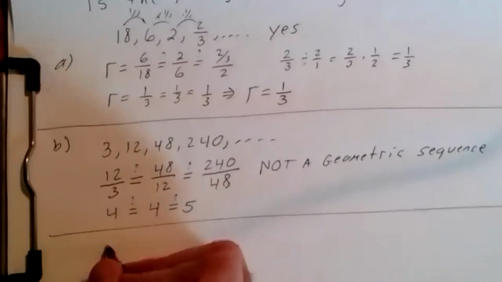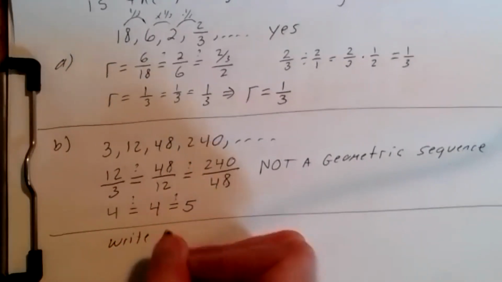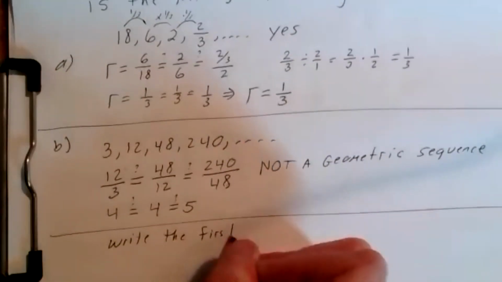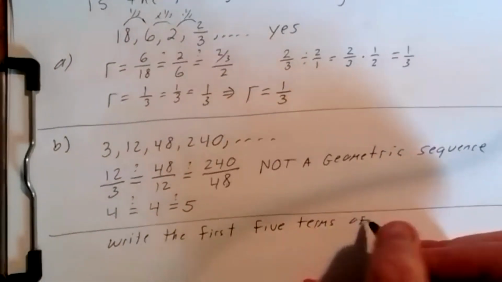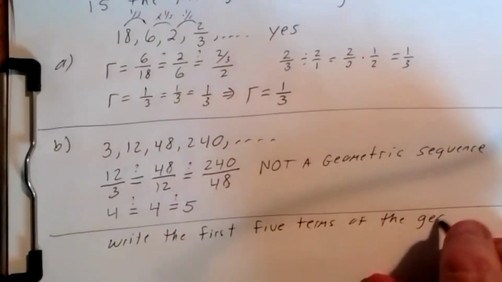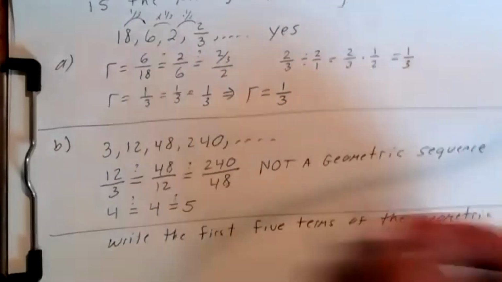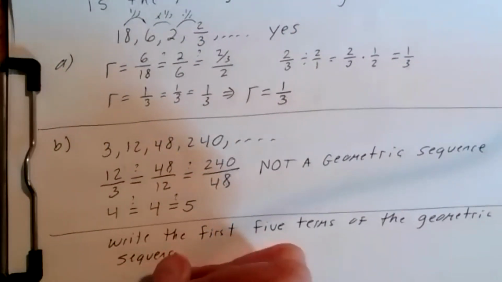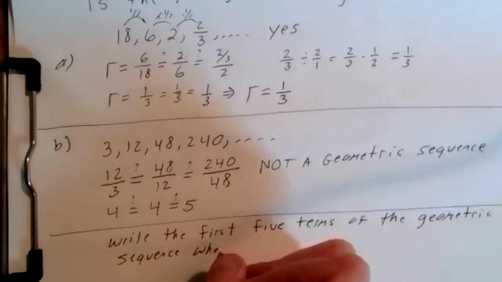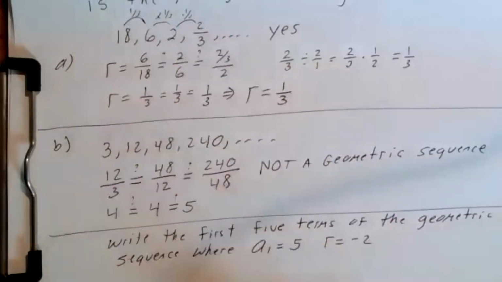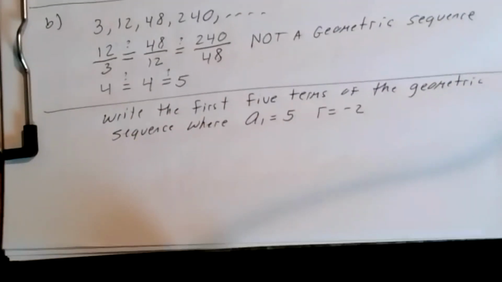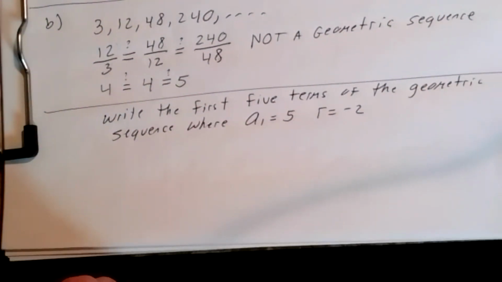All right, let's try this problem here. Let's try to write the first 5 terms of the geometric sequence. I'm telling you it's geometric, where a sub 1 is equal to 5 and r is equal to -2. So, ladies and gentlemen, we want to write the first 5 terms of this geometric sequence. What's my first term? 5.